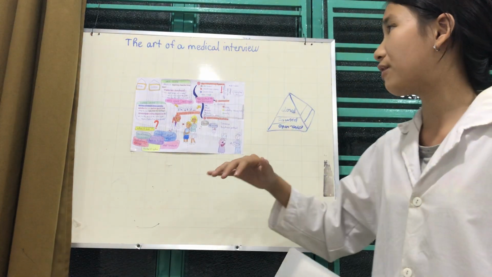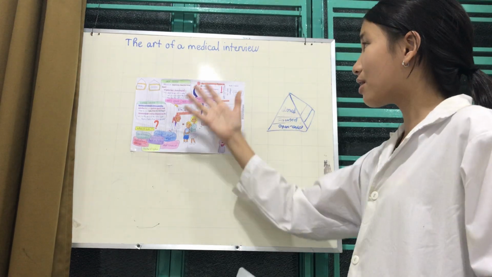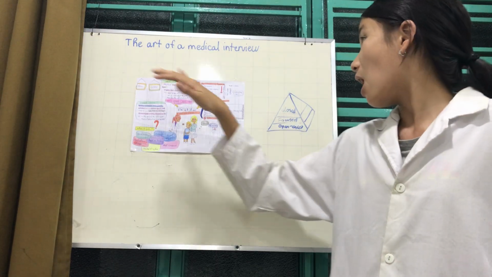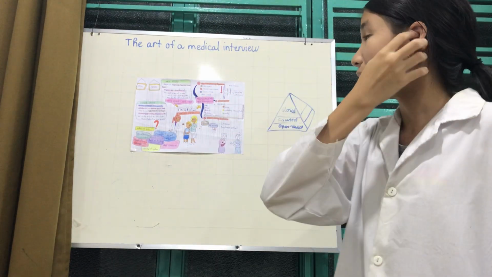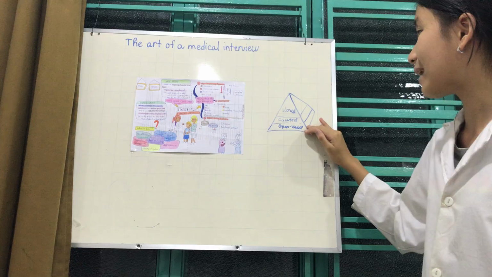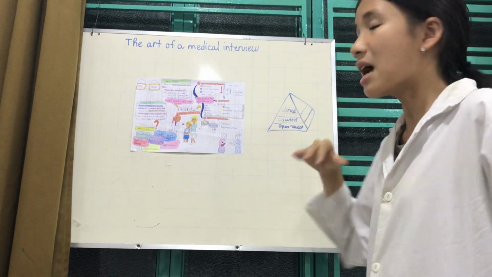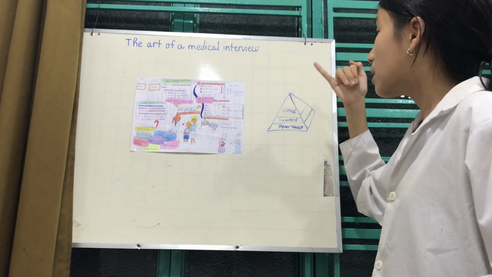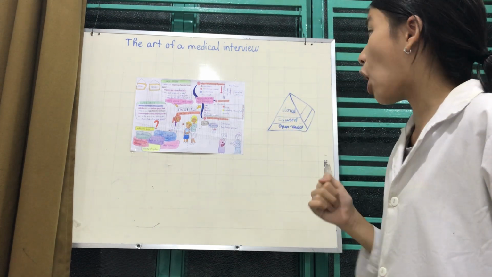Now, what is the difference between the questioning pyramid and the funnel technique? Well, the funnel technique is the exact opposite of the questioning pyramid. So the questioning pyramid, first we have open-ended, then focused, then closed. And the opposite of that is we start with closed, focused, and then we end with open-ended.